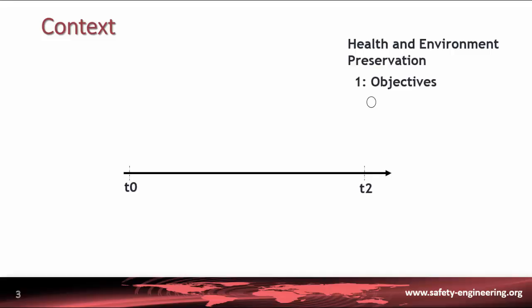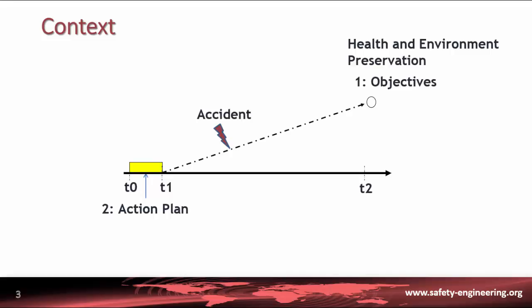Let's recall the context. First, objectives are specified. The preservation of health and of environmental quality are two of them. Then an action plan is designed. When the design is completed, it can be executed and the objectives achieved. However, unexpected events may disrupt execution of the action plan. As a result, objectives are not achieved as planned.